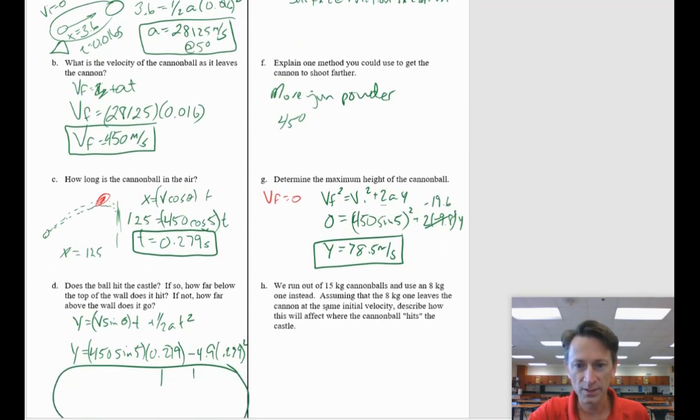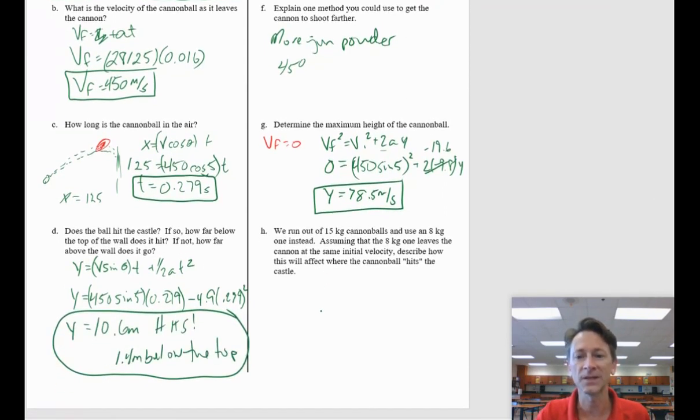Now, last question is another concept question. We run out of 15 kilogram cannonballs and we use an 8 kilogram one instead. So assuming that the 8 kilogram one leaves the cannon at the same initial velocity, then how will this affect where the cannonball hits the castle? Again, this is just a concept, and it's asking you to say, does mass really make a difference with kinematics? And the answer is that it does not change it.